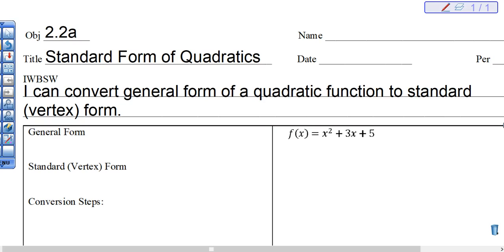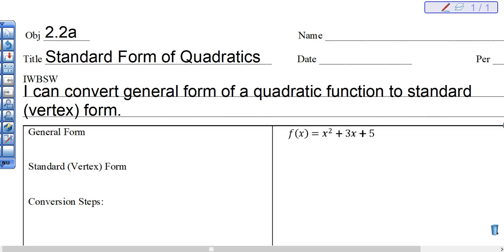Hi everybody. Today we're starting objective 2.2a. It has 3 parts to it; we'll go to 2.2c. Today's title is the standard form of a quadratic function. I couldn't fit functions on there, so I just called it quadratics.